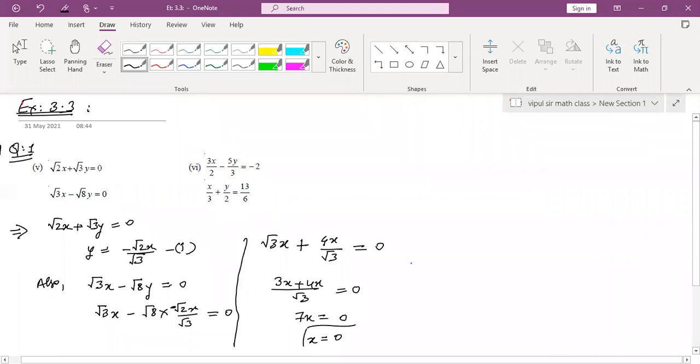And if x is equals to 0, this implies what? This implies y is equals to minus root 2 upon root 3 into x. Therefore y is also 0. 0 आ रहा है, वो तो मैंने पहले ही बताया था कि दोनों की वैल्यू 0 ही आएगी, लेकिन आप लोग का सॉल्व क्यों नहीं हो रहा था मुझे पता नहीं चला. Is it clear now?